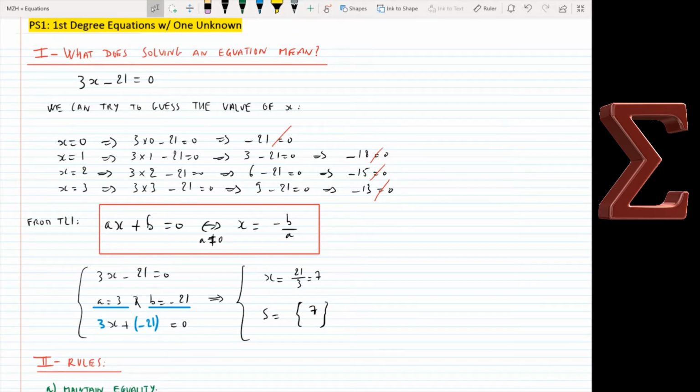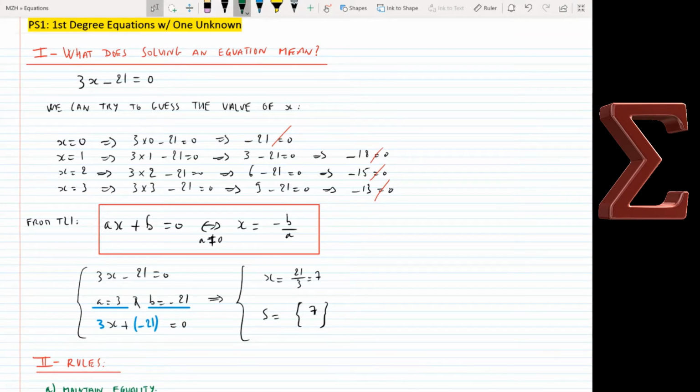Today we'll go over a practice session on first degree equations with one unknown. First of all, I would like to start with answering a very simple question. What does it mean to solve an equation of first degree with one unknown? To answer this question, we'll work with one example, which is 3x minus 21 equals 0.